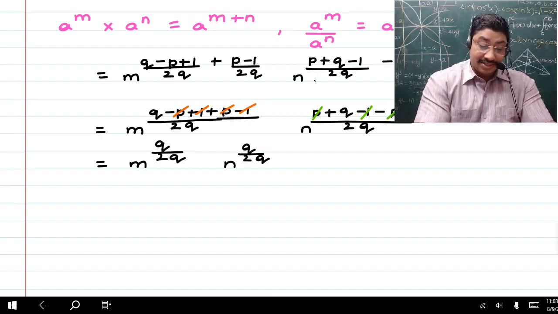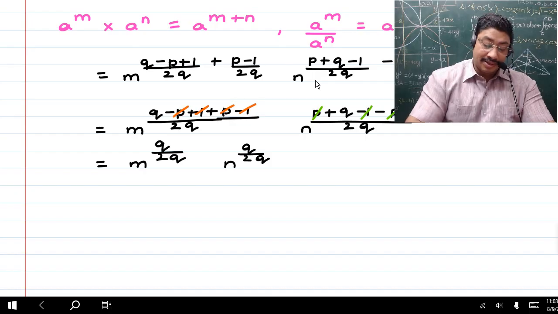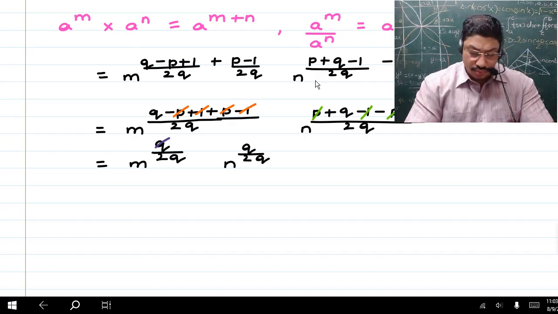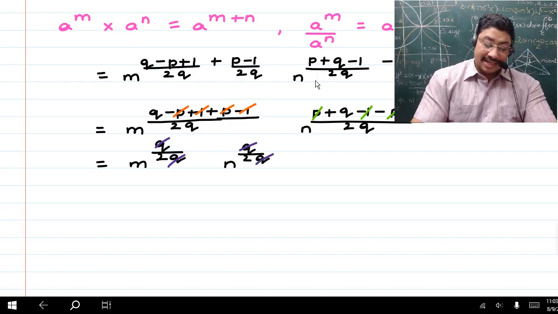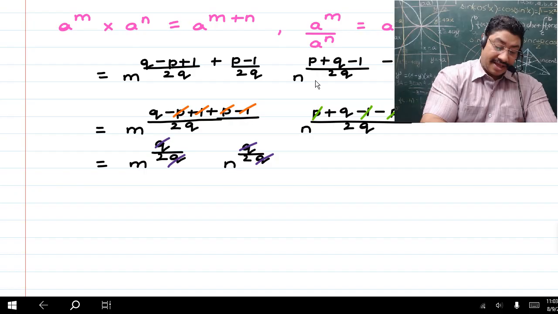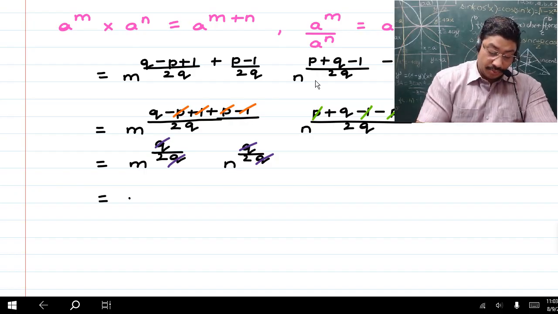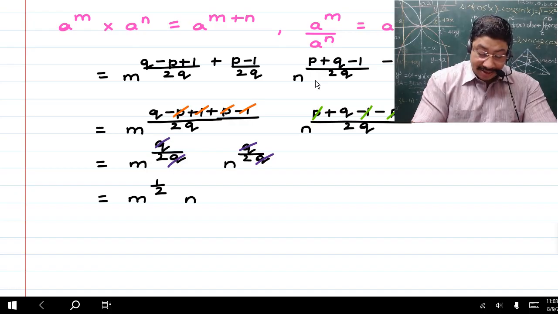We get to see that now again we can cancel, and here we have this q which will get cancelled with this q, and we have this q again which will get cancelled with this q, and thus we are just left with m raised to the power 1 upon 2, and n, which is also raised to the power 1 upon 2. Thus we can write this as m into n, which is raised to the power 1 upon 2.